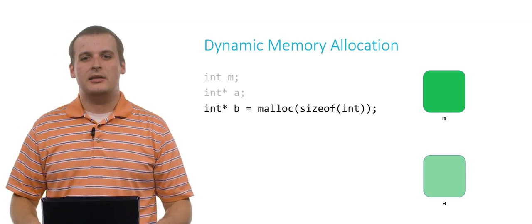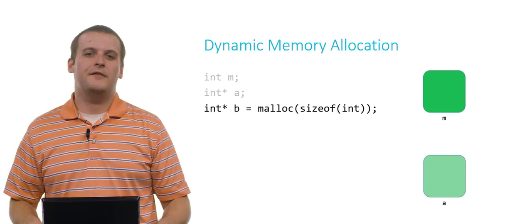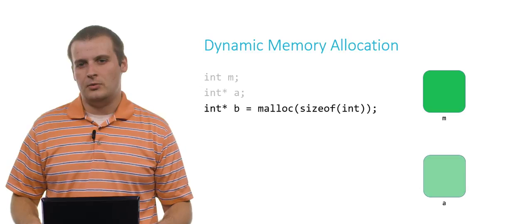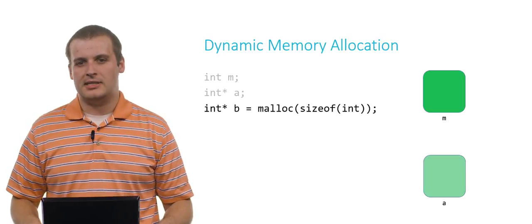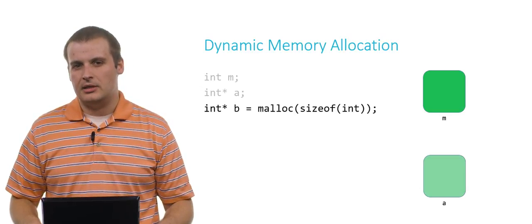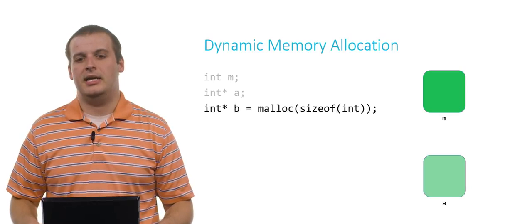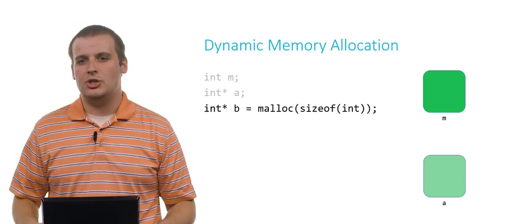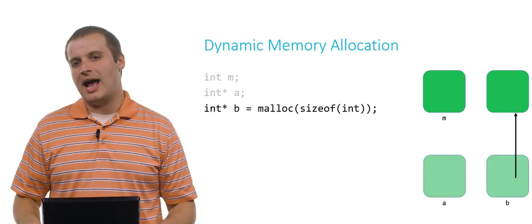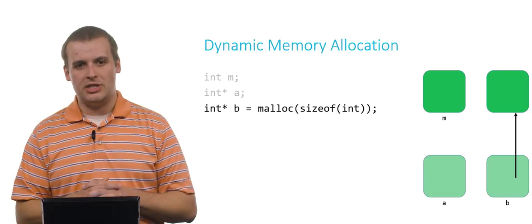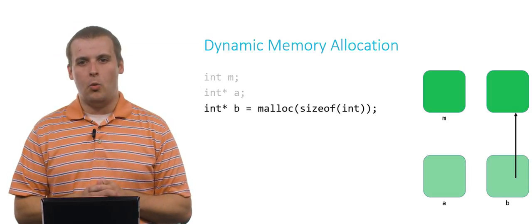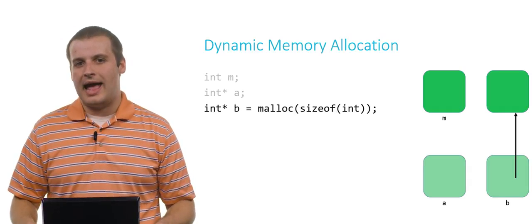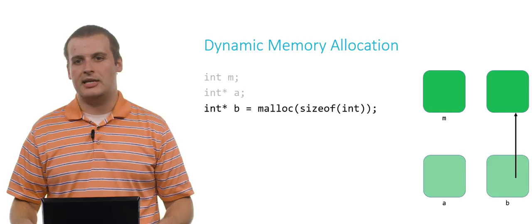Int star B equals malloc size of int. This one might be a little tricky. Take a second and think about what you would expect to happen on this diagram. Int star B equals malloc size of int. Well, this doesn't just create one box. This actually creates two boxes, and it also establishes a pointer relationship. We've allocated one block of memory on the heap. Notice that the top right box there does not have a name. We malloced it. It exists on the heap.